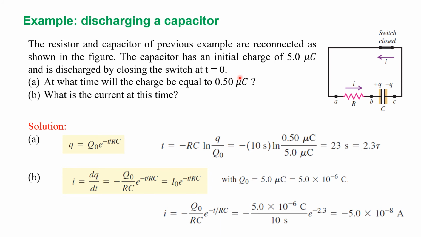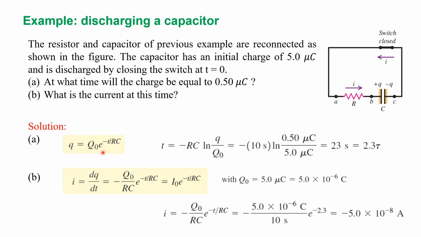So we are asked about the discharging of your capacitor, and we're first asked for the time when the charge is equal to 0.50 microcoulombs. So that means your small q is equal to 0.50 microcoulombs. The initial charge, your Q naught, is 5 microcoulombs.